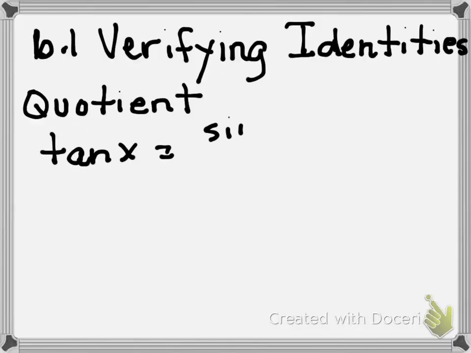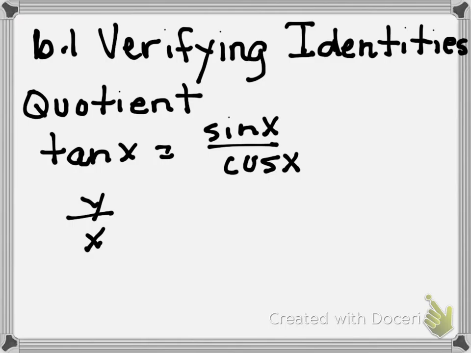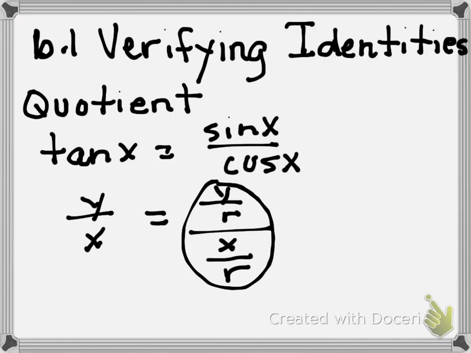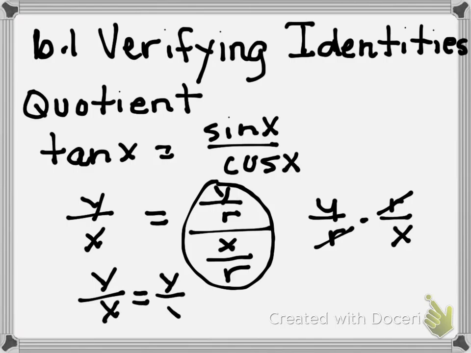...is equal to the sine of x over the cosine of x. Now we know that the tangent is equal to y over x. And we know that the sine is equal to y over r, and the cosine is x over r. So if I take a look at the right-hand side, and I take y over r times the reciprocal of the denominator, which is r over x, and divide out like factors, that's where I get y over x equals y over x, and that's why the tangent is equal to the sine over the cosine.